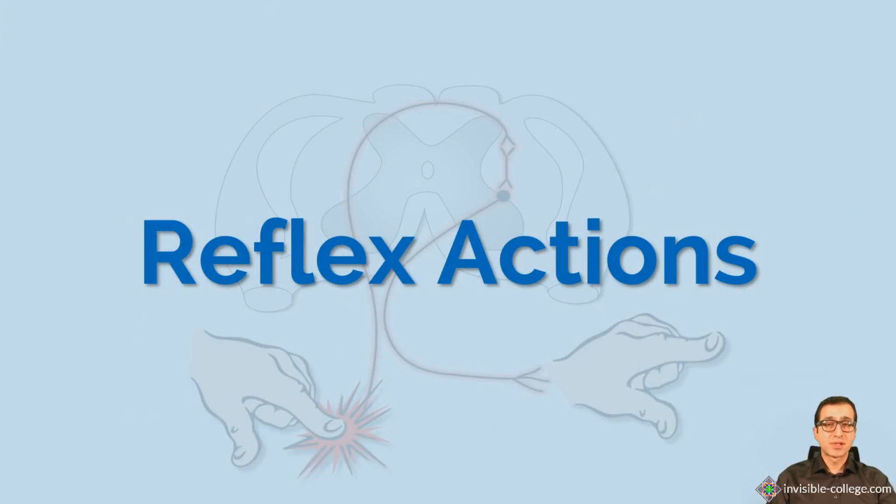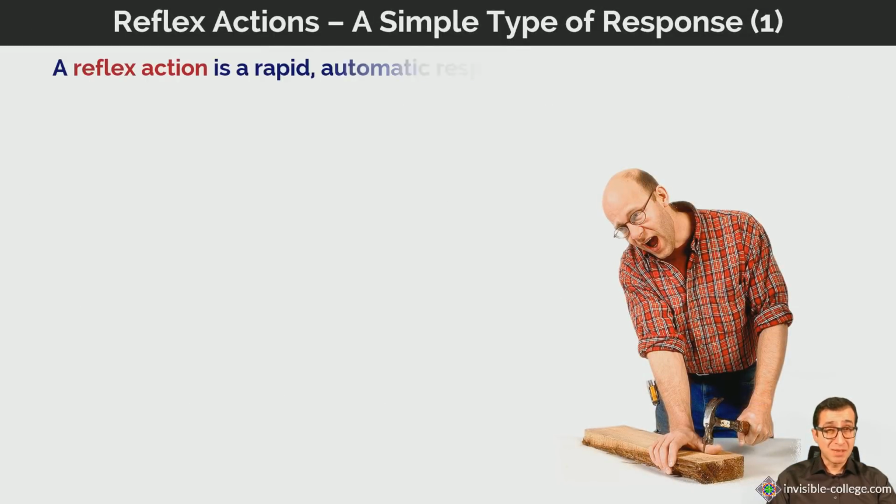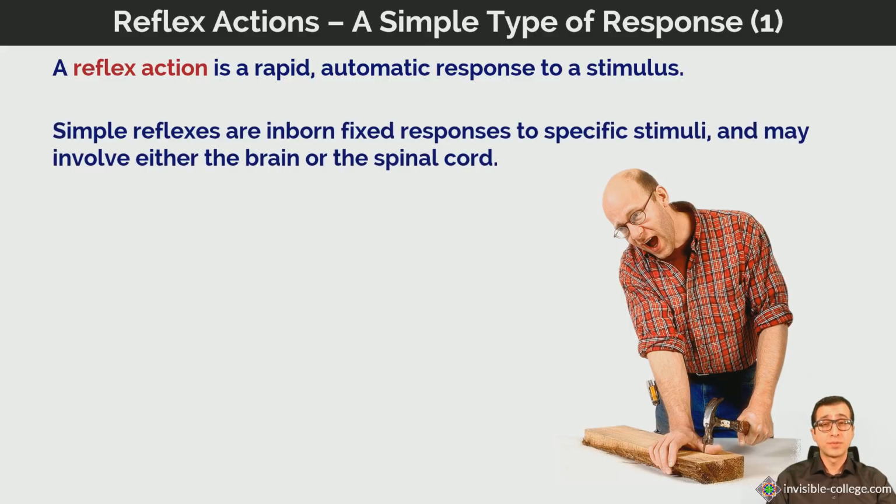So let's get on to reflex actions then. A reflex action is a very simple type of response. It's a rapid automatic response to a stimulus, and that's a fairly good definition for what we mean by reflex action. Now, simple reflexes are inborn fixed responses to specific stimuli, and these involve either the brain or just the spinal cord. Reflex actions involve receptors, sensory neurons, motor neurons, and effectors, and these form a pathway called a reflex arc, and this pathway is essentially made up of neurons carrying information about the stimulus from the receptor and conveying that information ultimately to an effector organ, such as a muscle.